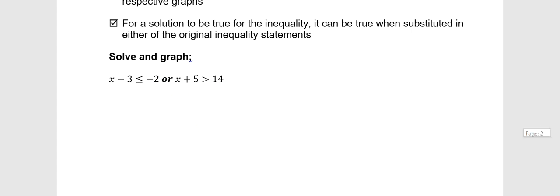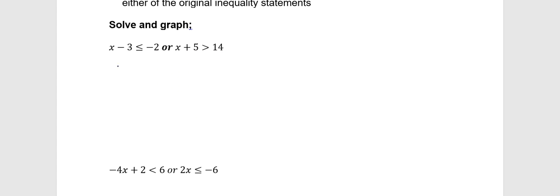So let's get started. The individual sides of the "or" inequalities can take on different levels of complexity. We can see that each of these on its own is fairly straightforward. So in x minus 3 is less than or equal to negative 2, we're simply going to add 3 to both sides. And we're going to get x is less than or equal to 1.